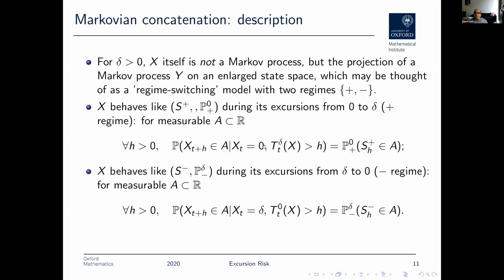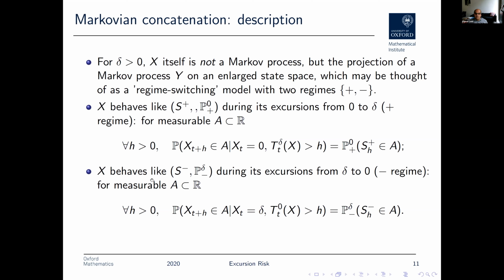What does it mean? It means that if I start from 0 and I look at a time t plus h after the initial time, at a time where I haven't reached that delta yet, so this time is smaller than the hitting time of delta, then the transition from t to t plus h is exactly given by the transition probabilities of S plus from 0 to between 0 and h. This is the precise statement.